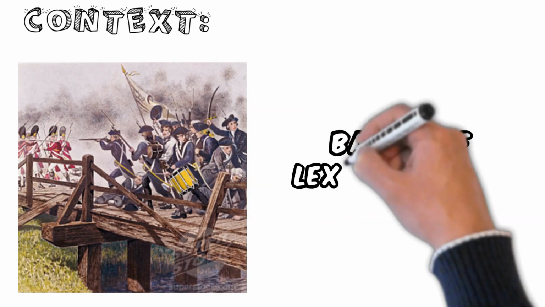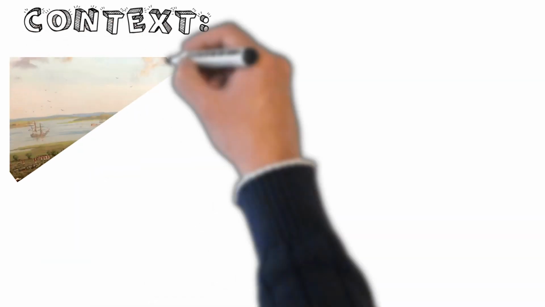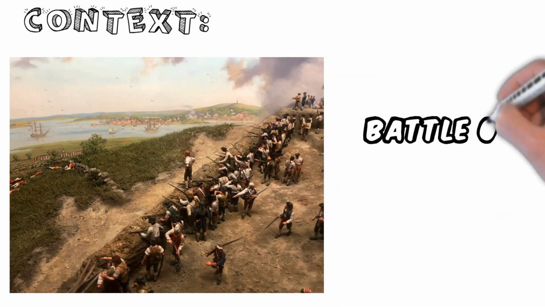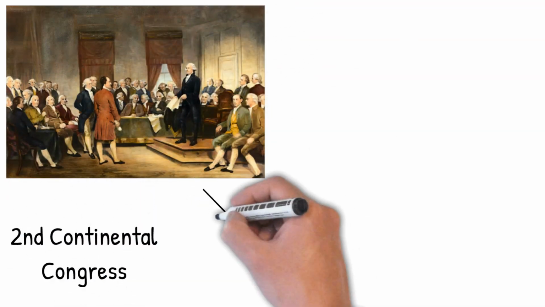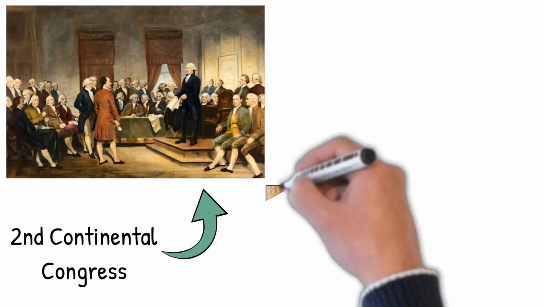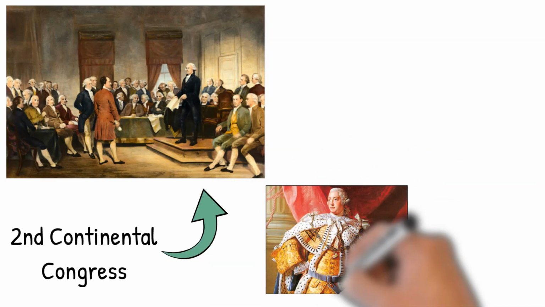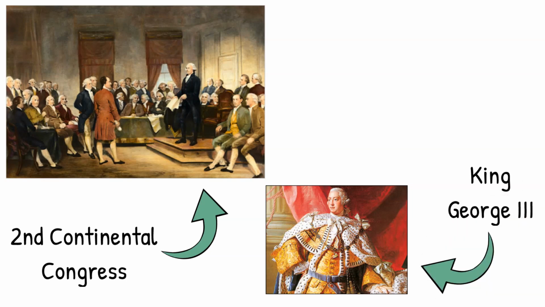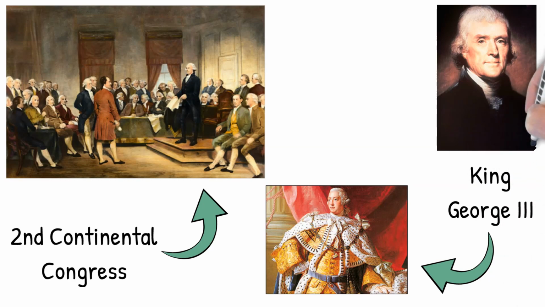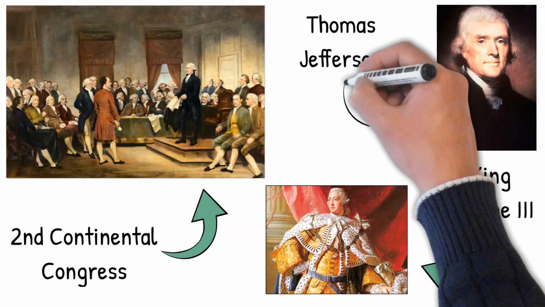Just before the writing of the Declaration, fighting had already broken out at both Lexington and Concord and at Bunker Hill. But the majority of delegates at the Second Continental Congress still wanted to work out a mutual agreement with England. However, the King of England, King George III, and Parliament were not interested in negotiating. So, in June of 1776, the Continental Congress voted to write a Declaration of Independence, and that task fell to Jefferson.